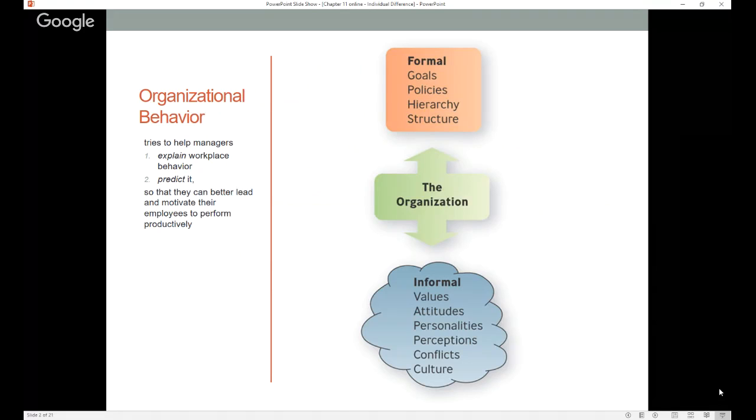And one of the chapters we talk about is group as well, but it looks at the individual from an informal perspective. The formal perspective of an organization is what the goals are, the policies are, the hierarchy, and how it's structured. But the informal part of the organization, the very, very important part, the lifeblood of the organization, is people. And people have different values, attitudes, personalities. We all bring different personalities to the workplace. Perceptions, the way we see things, are very different from one person to the other, and we bring different conflicts and culture into the workplace.